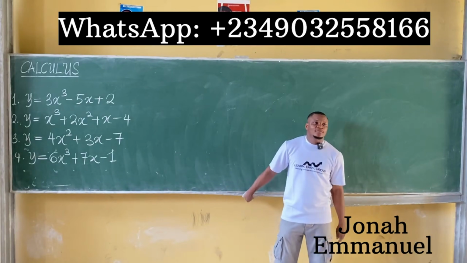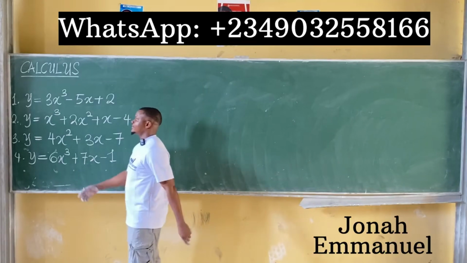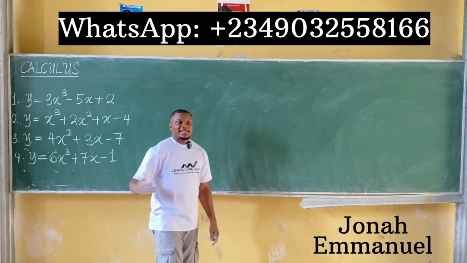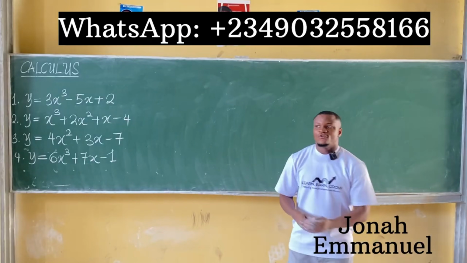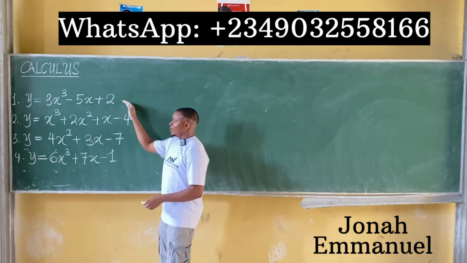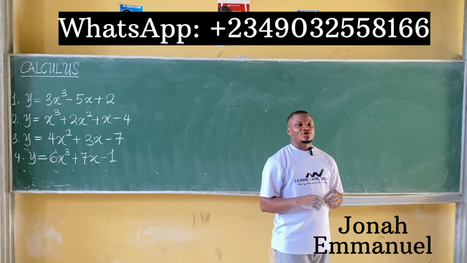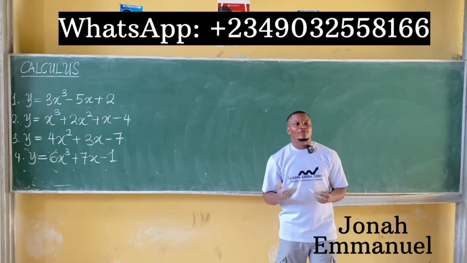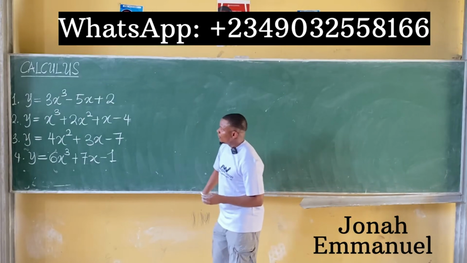All right, let's get this done. So the question is: find dy/dx, that's dy over dx, from first principle for this function. You have 1, 2, 3, 4. These are all past questions. There are 4 questions and I want to solve one. Which should I solve? 1, 2, 3, or 4?